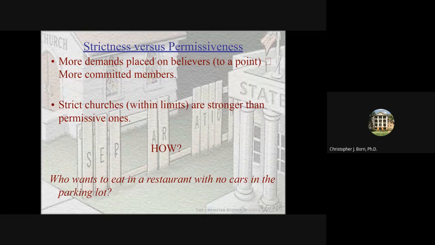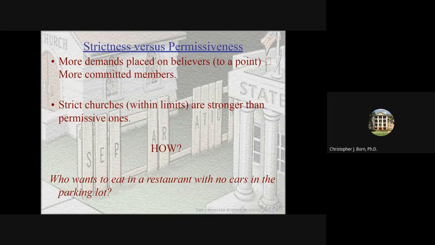And so more demands placed on believers, to a point, equals more committed members. Think about it, if you're playing an instrument, the more time you put into something and the more demands you place, the better of a trumpet player you're going to be. The more demands you place on a team, if you have them practice more often, come, and work hard, you're going to have a better team. And so the more demands you place on believers, up to a point, you're going to have more committed members.